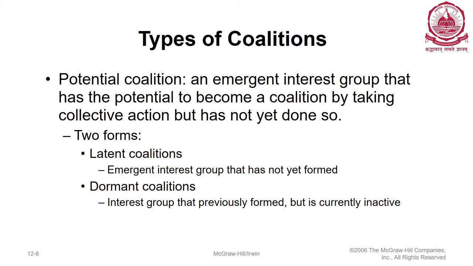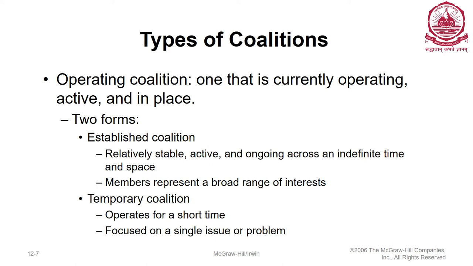Types of coalitions. One type is a potential coalition, which is an emergent interest group that has the potential to become a coalition. For example, a latent coalition is an emergent interest group that has not yet formed. Maybe when blockchain or TensorFlow came up, a new group started, say a TensorFlow user group of that particular city. That could be considered a potential group, that is, a latent coalition. A dormant coalition is an interest group that was previously formed but is currently inactive. An operating coalition is one that is currently operating, active and in place.